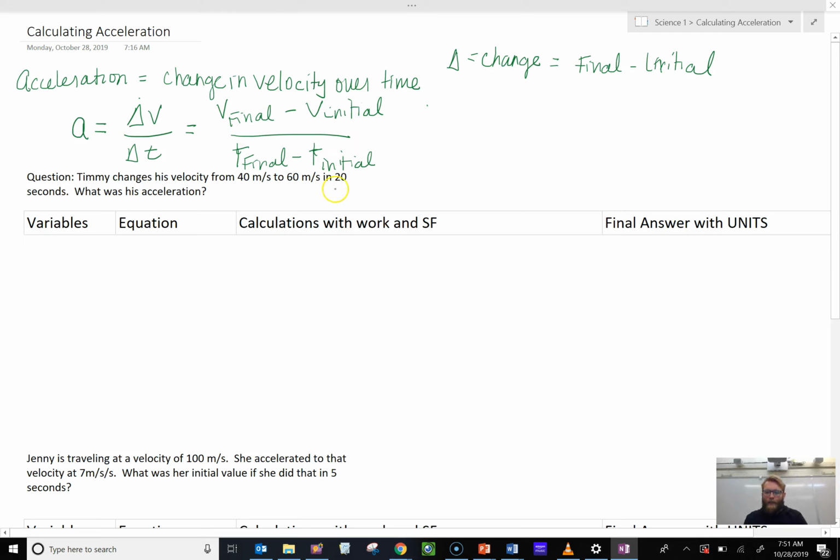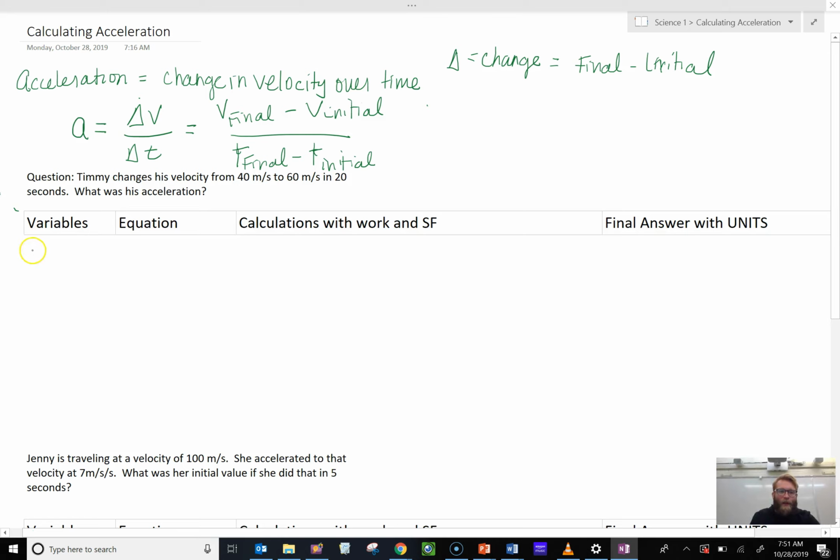Okay, so let's show how these equations work, and let's do that by starting through trying to answer one of these questions. The question that we're going to start with is this one, where Timmy changes velocity from 40 meters per second to 60 meters per second, and he does that in 20 seconds. The question's asking us to find his acceleration. So let's just list what we know. Like all of our questions that we did for speed, we're doing the same thing here where we're trying to write down what are the variables that we know?